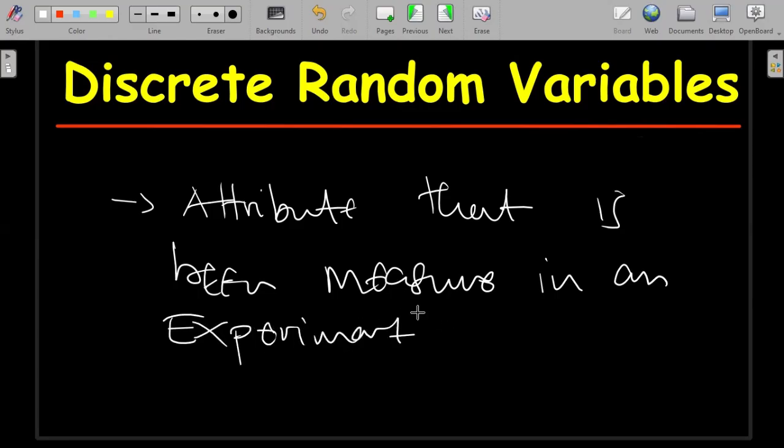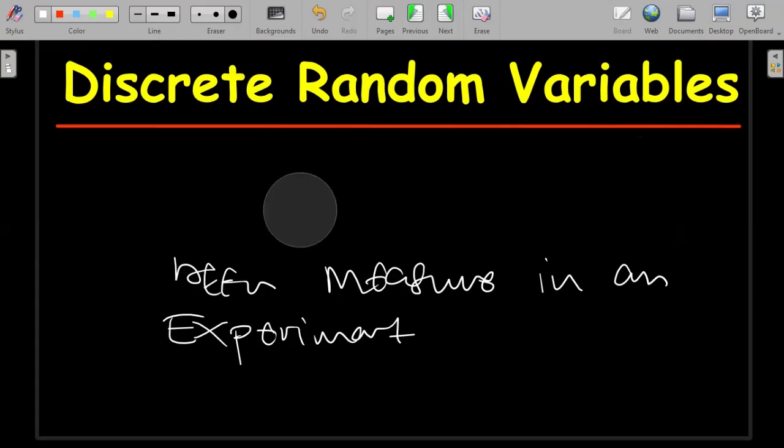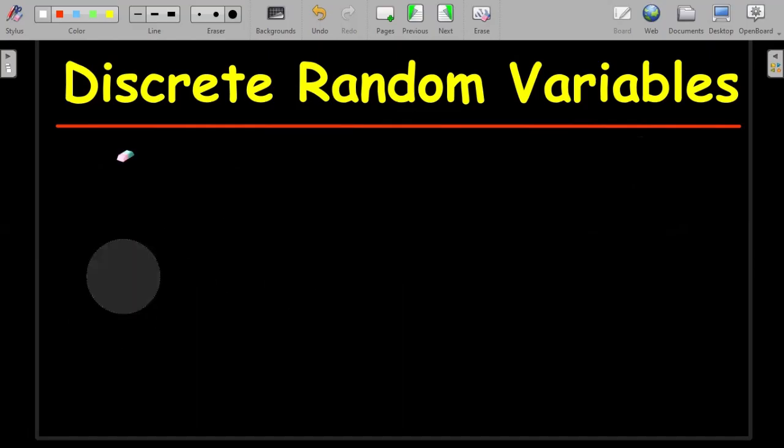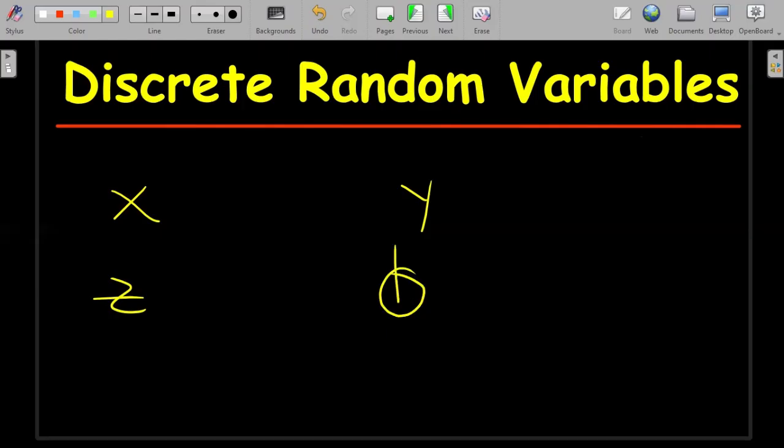So this is what a random variable is in simple terms. It's just an attribute or a characteristic that is being measured in an experiment. This random variable is usually denoted by a symbol, so we can say X or maybe Y or Z, or whatever symbol or letter.